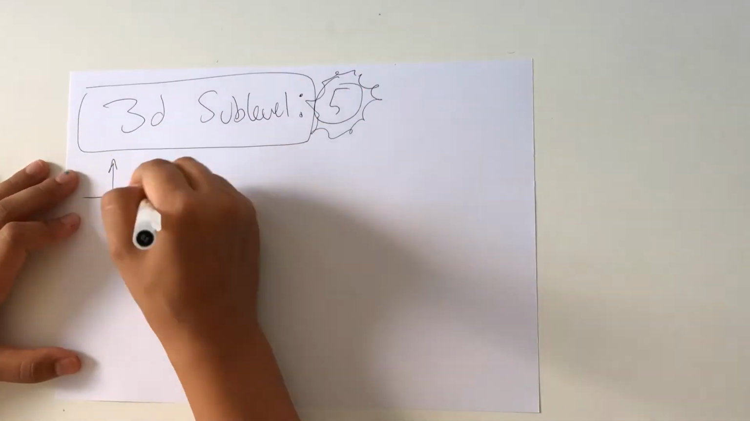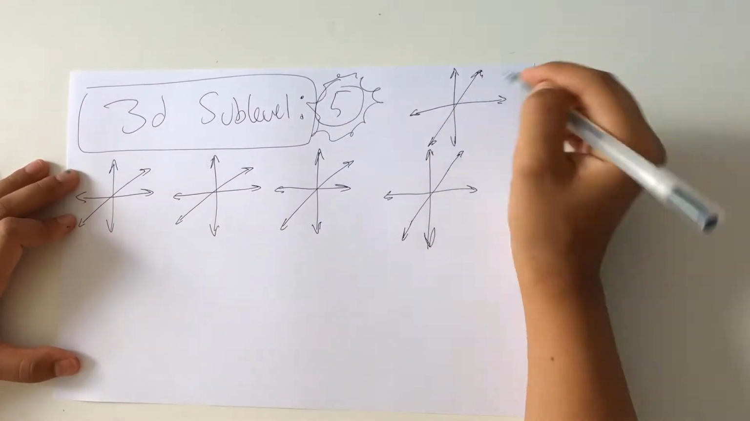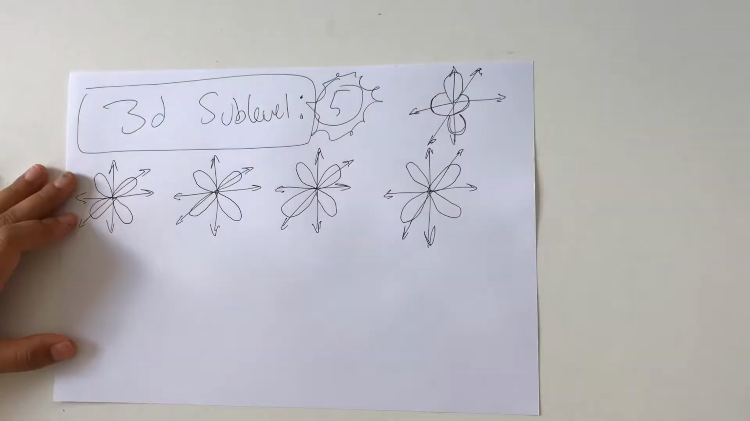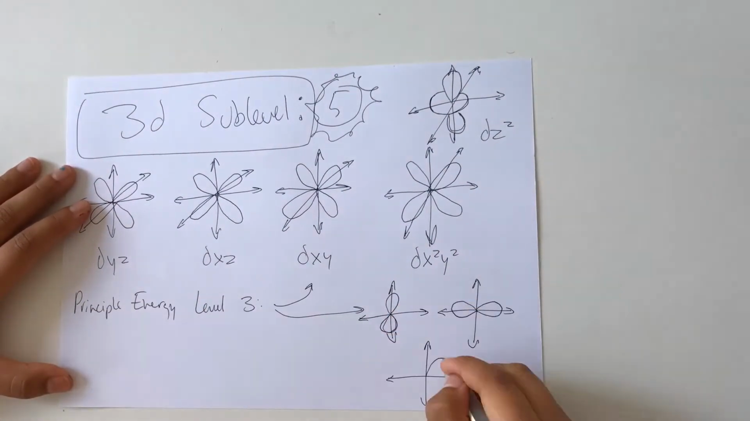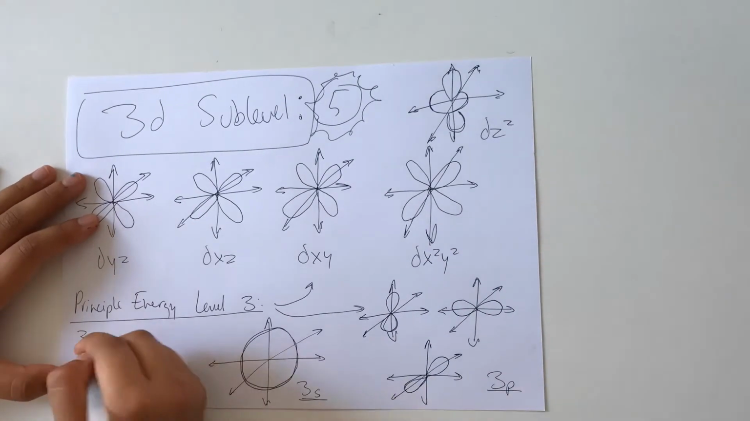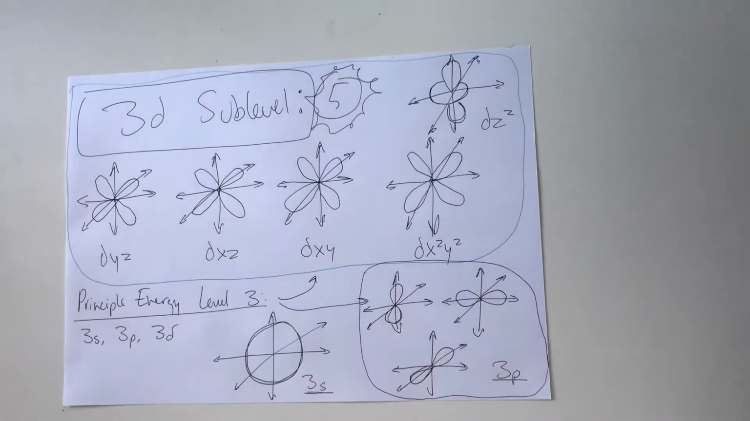And the 3d sublevel has 5 different types of orbitals. It's not actually important that you know them, so I'm just giving a rough approximation of them. They also have these weird infinity sign things, except there's 2 of them, and they face in different directions.